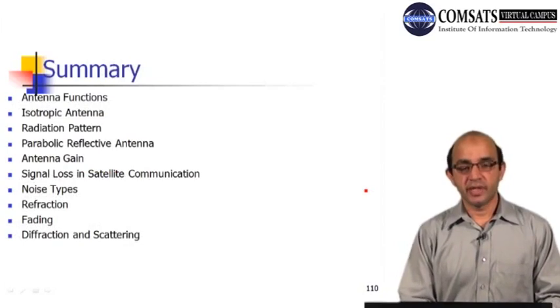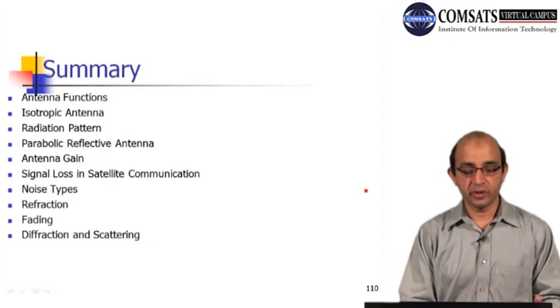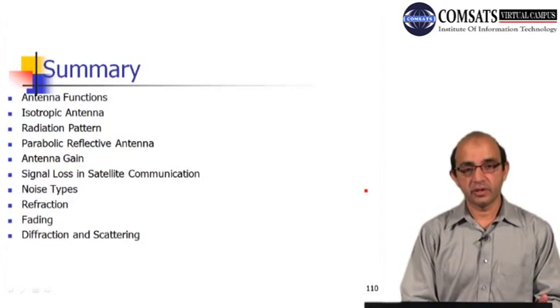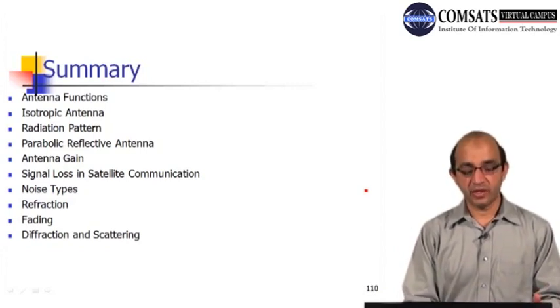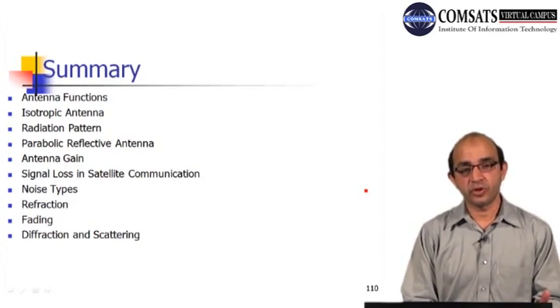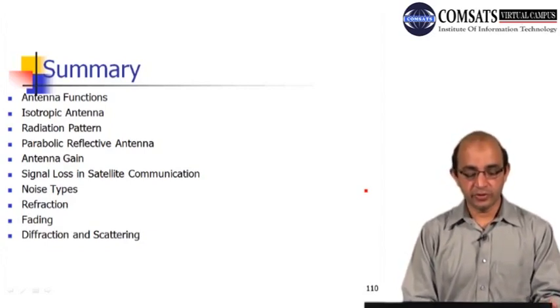So that's all for today's lecture. Today we have a recap of the chapter which we were studying, antennas and propagation. We talked about antenna functions, the isotropic antenna, and the radiation patterns those antennas provide. Then we talked about one specific antenna, the parabolic reflective antenna. There are different characteristics that are very important when we talk about antenna design. We talked about one of them, antenna gain.